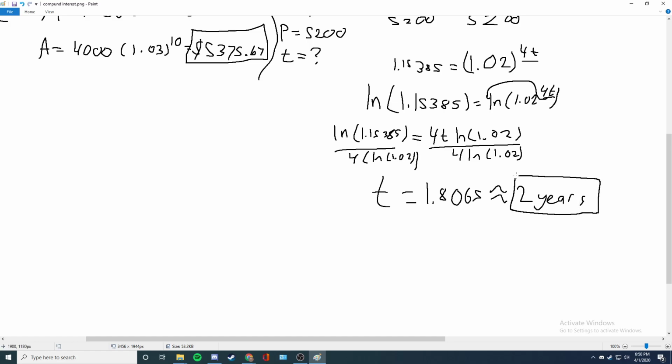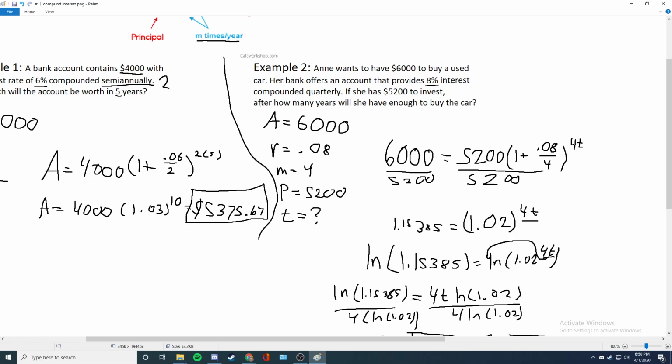So in this case, 2 years, or the unrounded 1.8065, will be our answer for how many years it'll take to get $6,000.